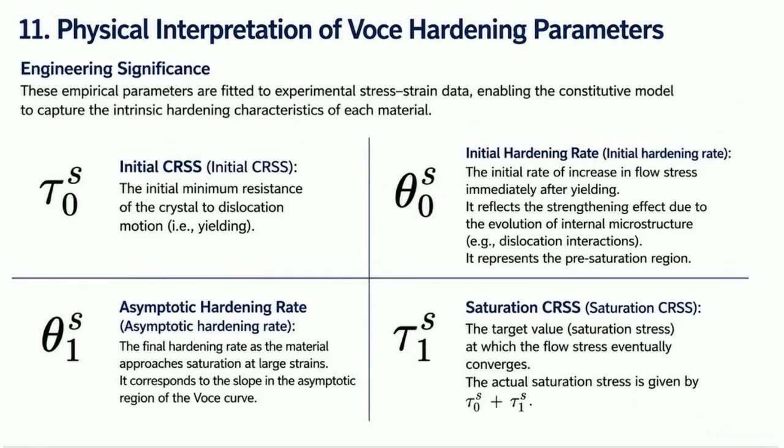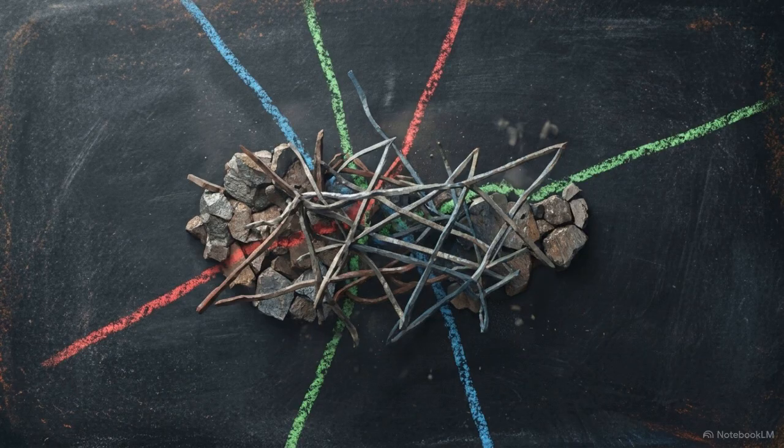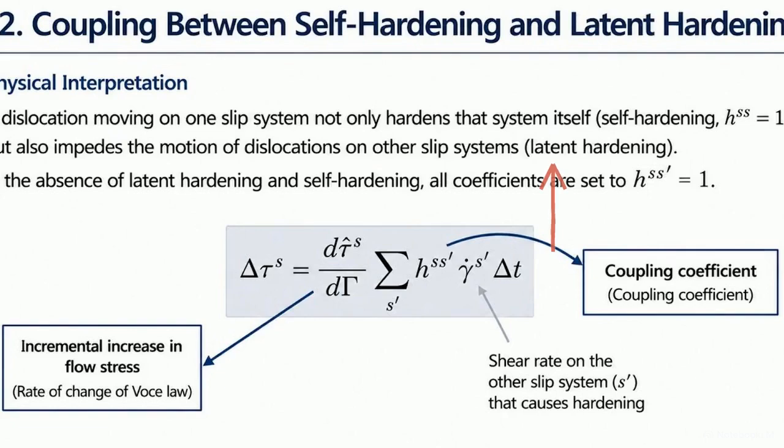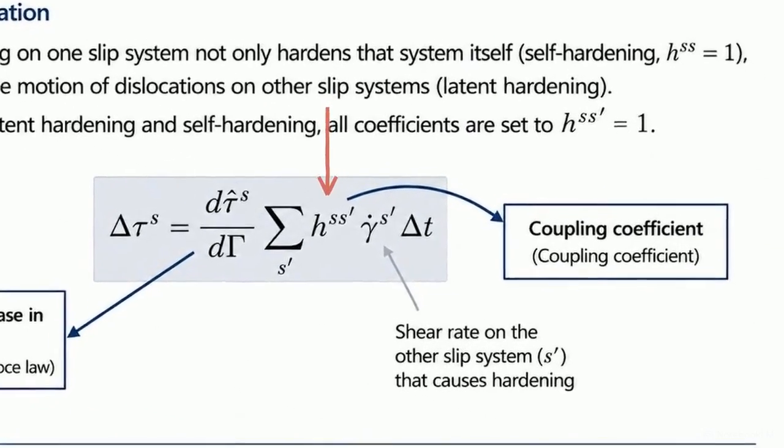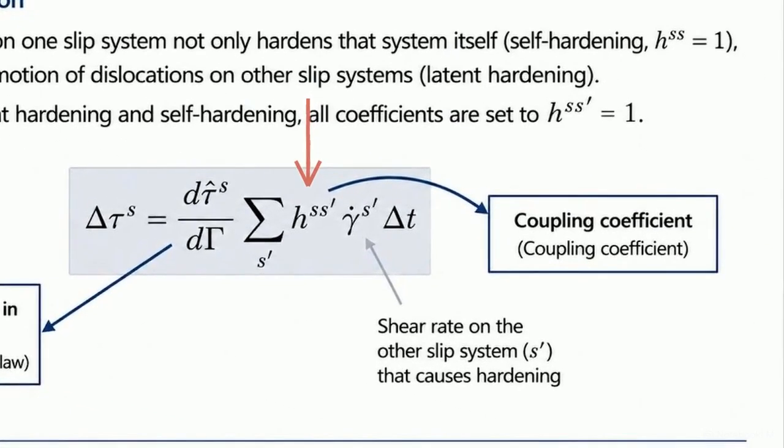However, in real-world physics, these individual slip systems do not operate in isolated vacuums. They actively interfere with one another. This interference is captured as latent hardening. A moving dislocation on one slip system acts as a physical roadblock, impeding motion on an entirely different system, governed here by the coupling coefficient.